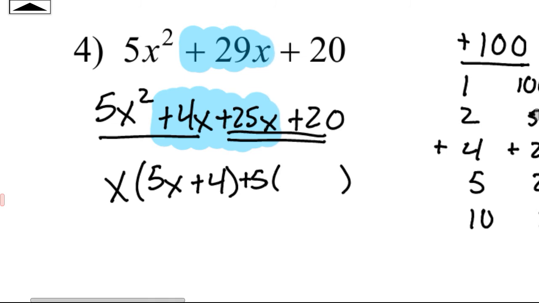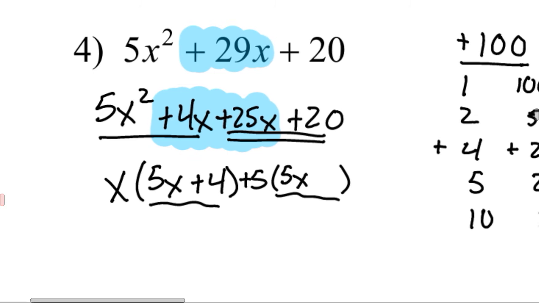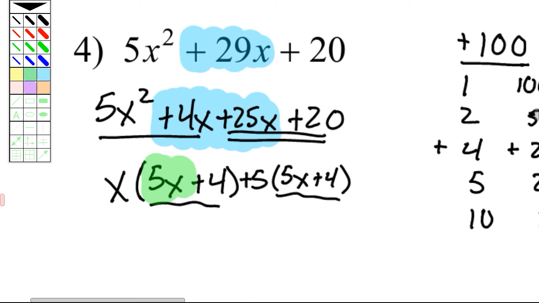Now I can kind of cheat, look over here a little bit. I should be getting the same thing. Let's check it out. 5 times what makes 25x? 5 times 5x. Oh, yeah, just like I expected. 5 times what makes 20? Positive 4. So am I getting the same thing in parentheses? Yes, that's a checkpoint. I know I'm on the right track.